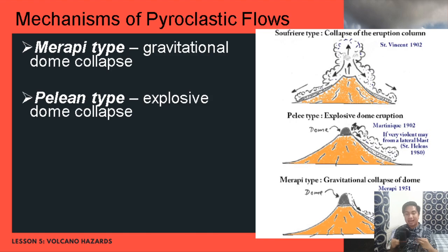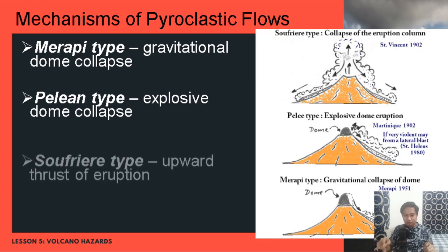Next is we have your Pelean or your Peli type. So it is also called your explosive dome collapse. What happens in your Pelean type is that since there is a sticky or viscous lava, usually it first expels your pyroclastic flows. So sige nga tubod sa imong pyroclastic flow, amo na dayon ang pag-eject sang lava. So that is the main difference between the Merapi and Pelean type. Usually for Merapi, lava first, and for Pelean type, it's the pyroclastic flow first.